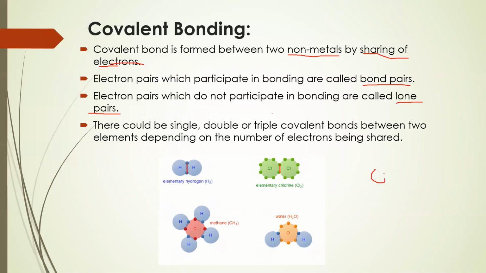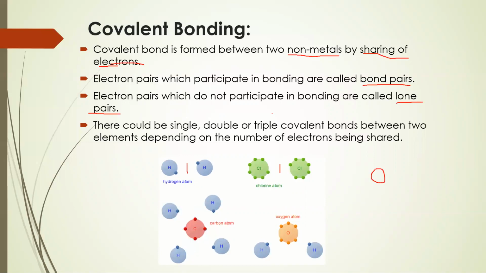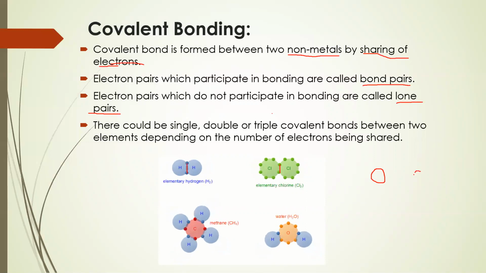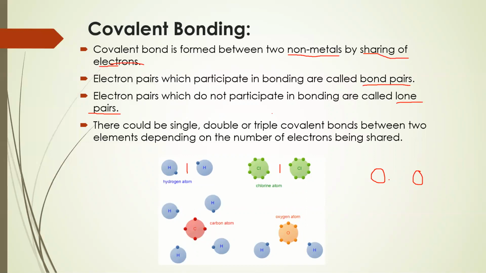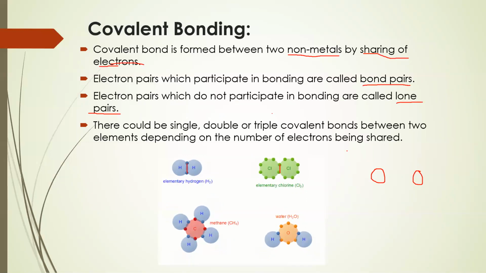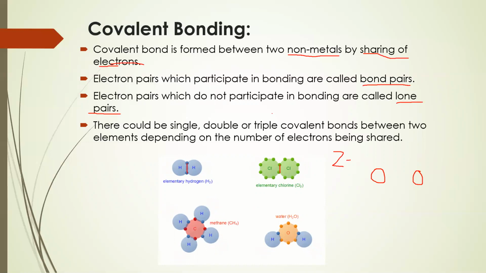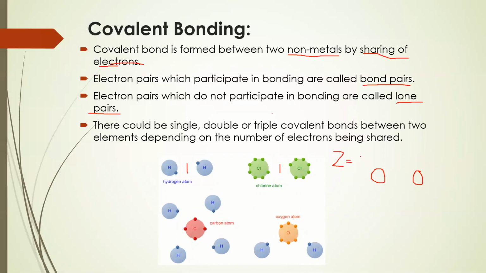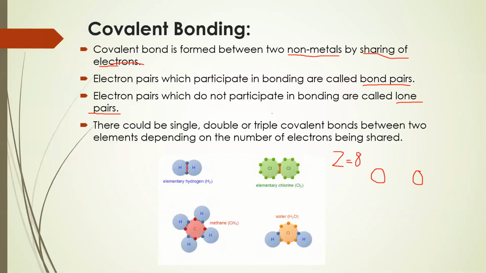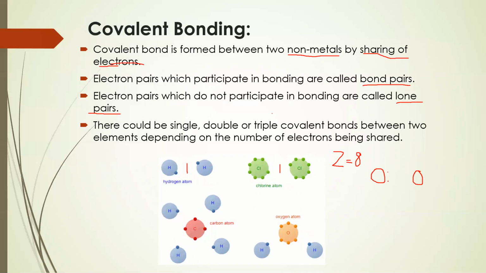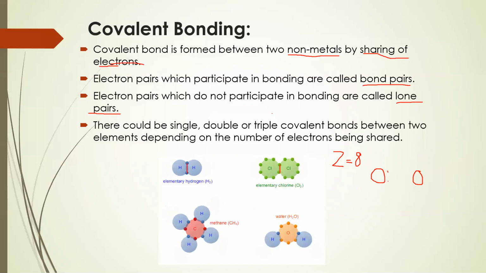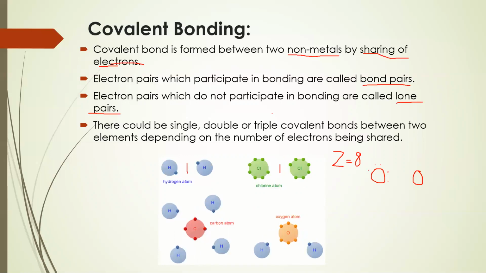Let us take the example of the O2 molecule. To form O2, we require two oxygen atoms. What is the atomic number of oxygen? Z is equal to 8 for oxygen. Hence its electronic configuration is 2, 6, which means in the outermost shell it has 6 electrons.